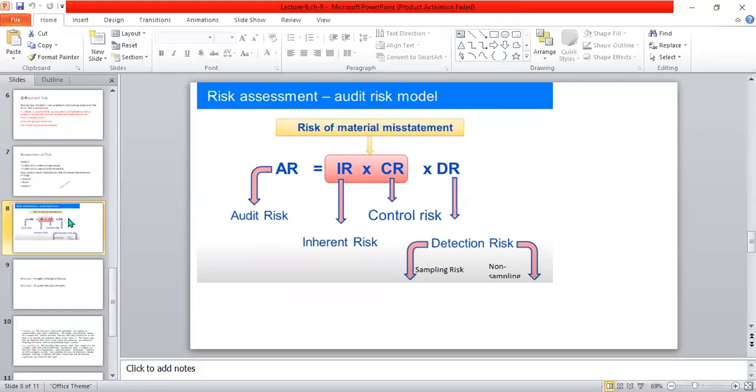Detection risk is associated with the auditor. Either the auditor can detect the misstatement or not. He or she may be unable to detect the material misstatement, and that is called detection risk. If he is unable, it will be called a detection risk.